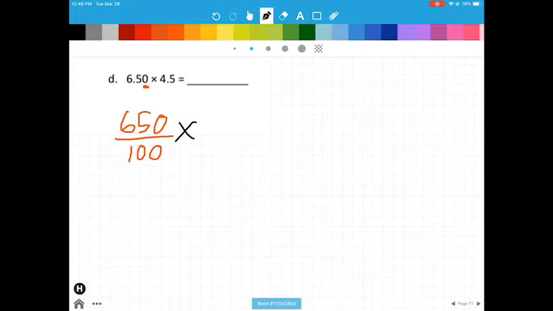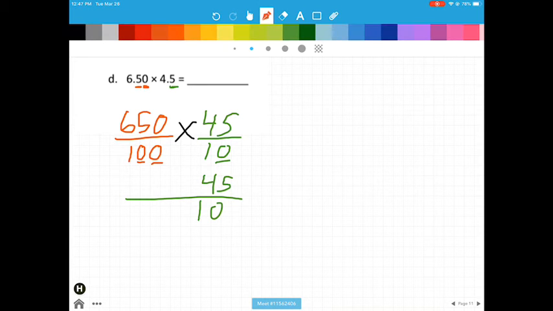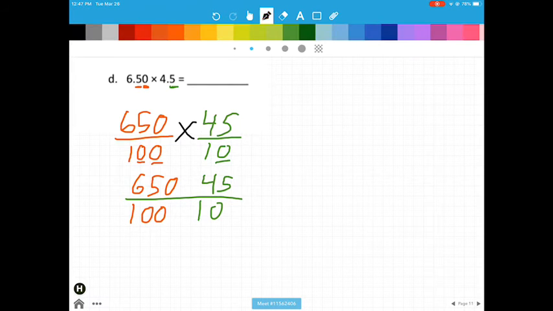And then next, we put the 45 over 10, 45 tenths, because the 5 is in the tenths place. Another way to look at it is that there's 2 zeros over here, or 2 digits to the right of the decimal. And over here we have 1, so there's 1 zero over here. All right, so we have our 45, then we have our 650 and our 100, and we're multiplying them.